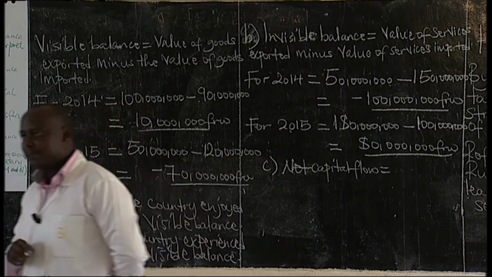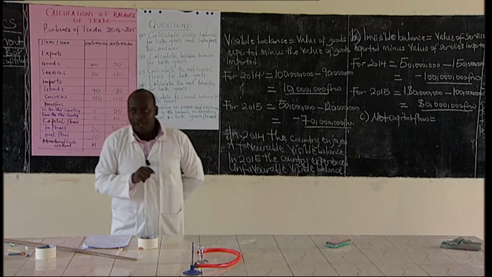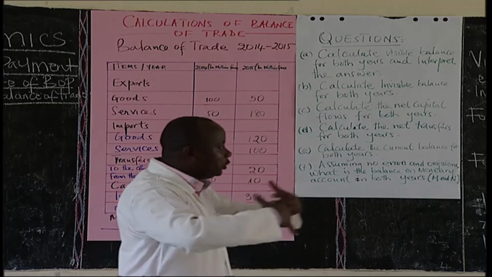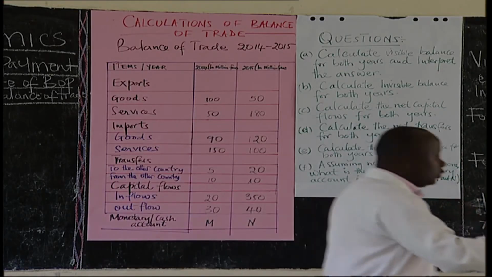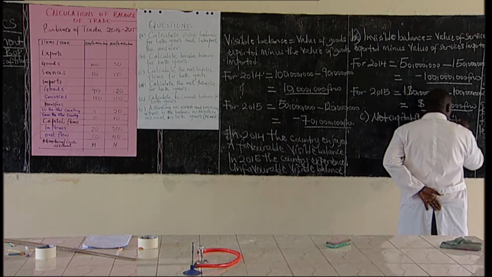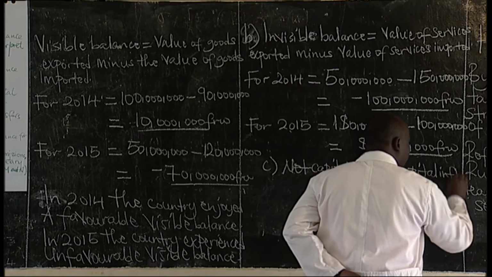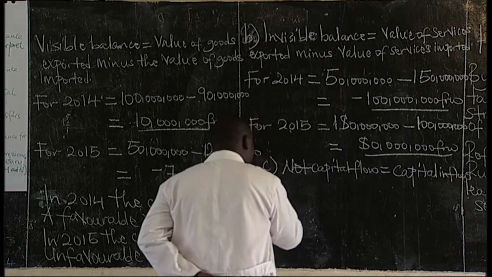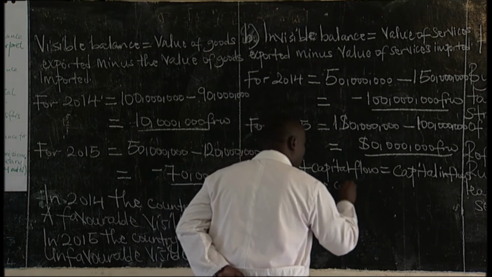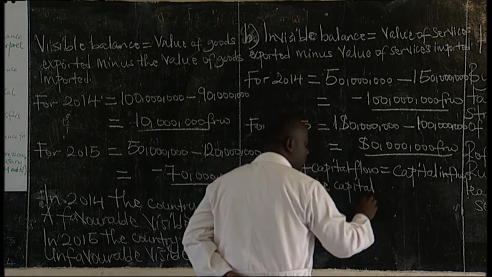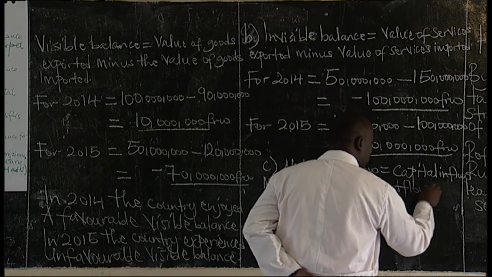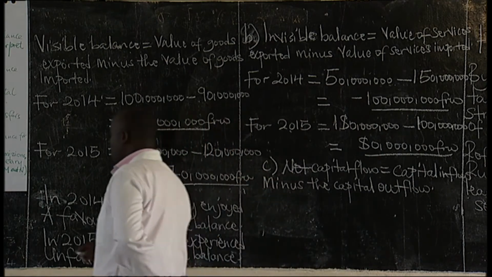to get the net capital flow, we get the capital inflow minus the capital outflow. What comes into the country minus what goes out of the country. Now, it will be capital inflow minus the capital outflow.